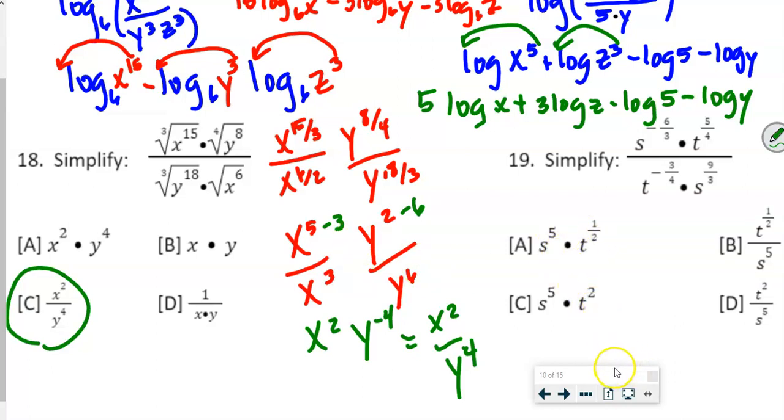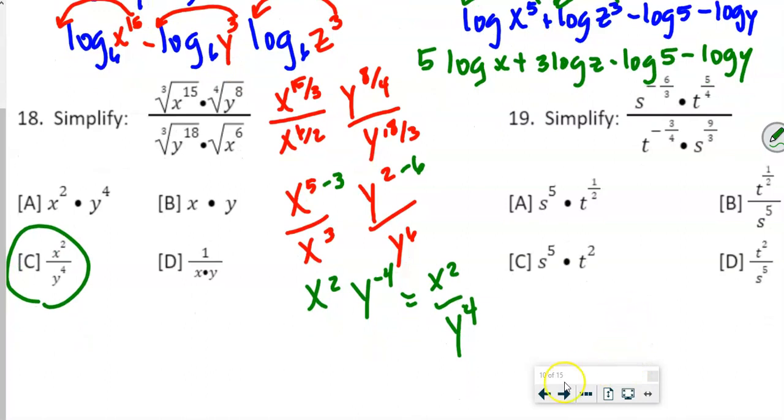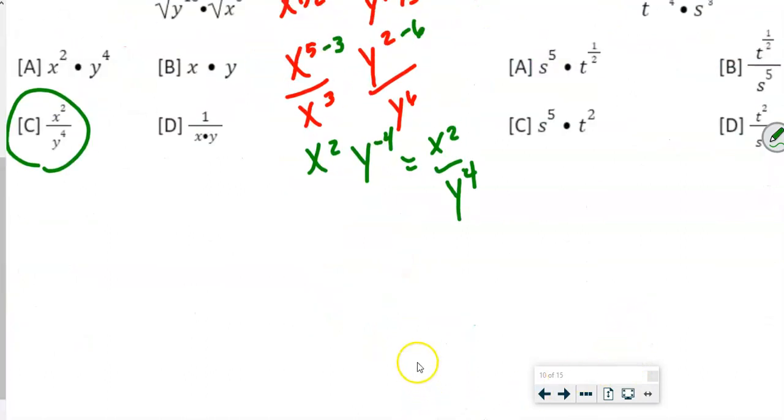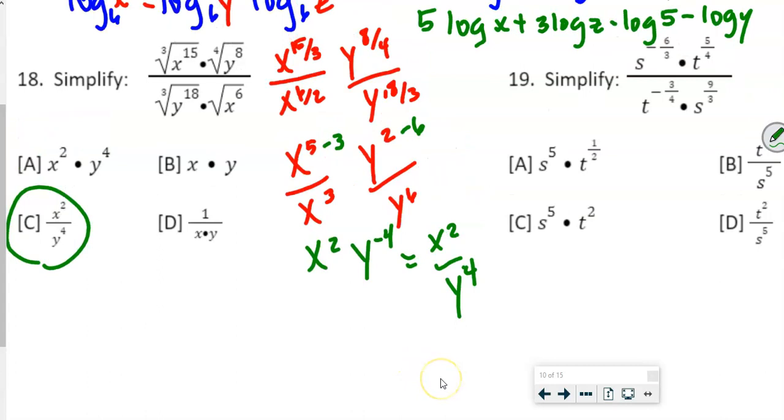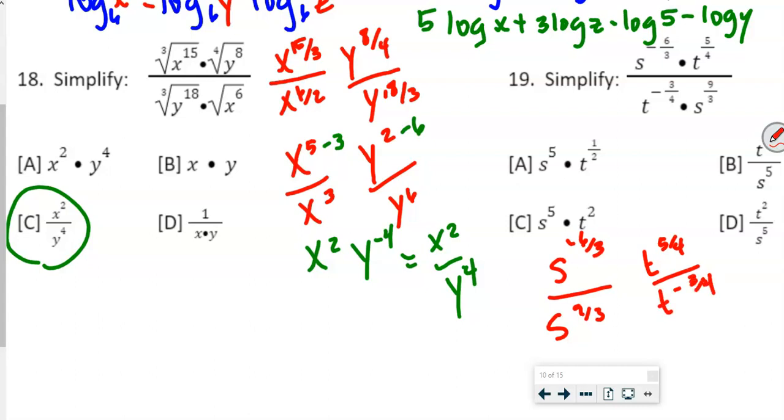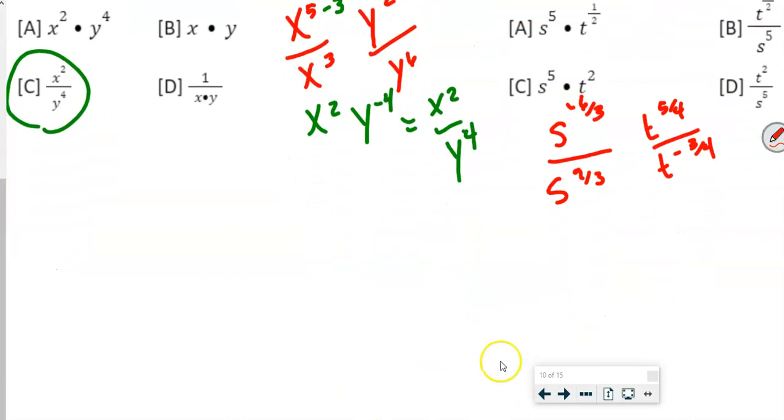Number 19, let's see if I can get some room down here to work. So I'll go back up here. So once again, I'm going to put the like terms over each other. So I have my x to the negative 6 over 3 and my s to the 9 over 3. And then I'm going to do my t to the 5 over 4 and t to the negative 3 over 4. Okay. So what I want to do is see if I can reduce these first.